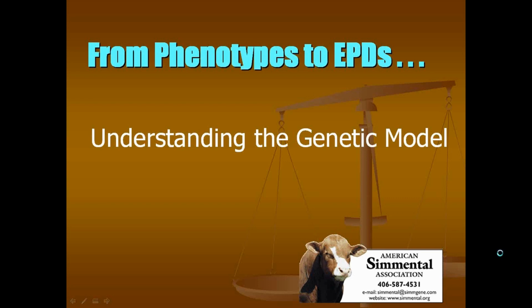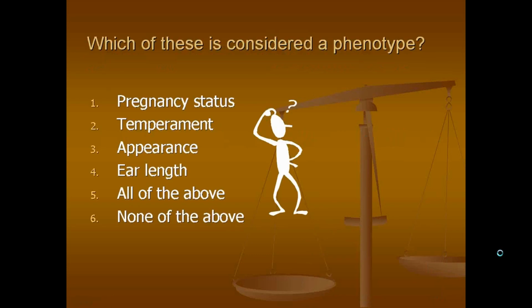So I'll start out with a question that I asked the group several months ago. It was actually at the National Red Angus meeting last fall. I had a set of audience responders, and I put this question up on the screen, and I asked them to tell me which one of these is considered a phenotype. As you can see, I've got pregnancy status, temperament, appearance, ear length, all of them, and none of them.